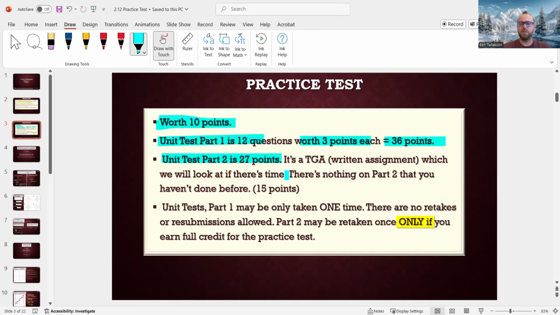But rest assured, there's nothing on part 2 that you haven't done before. So if you understand the quizzes and the content we've learned through this unit and this review, you will be set for that as well.